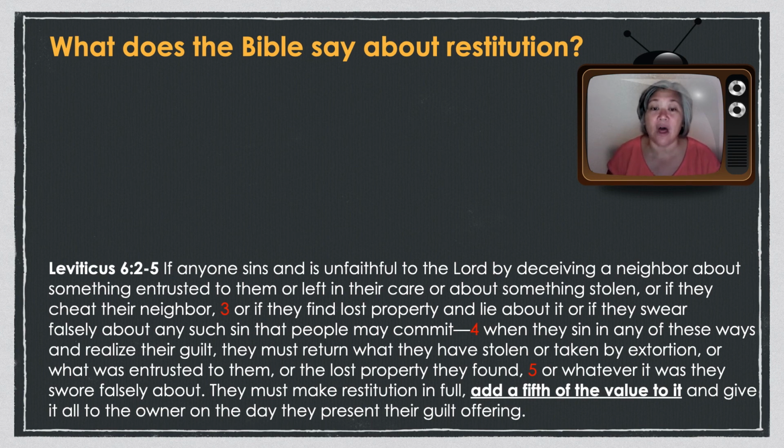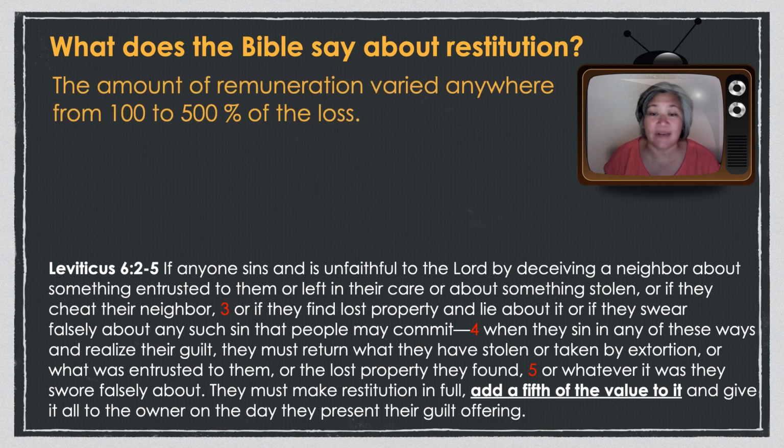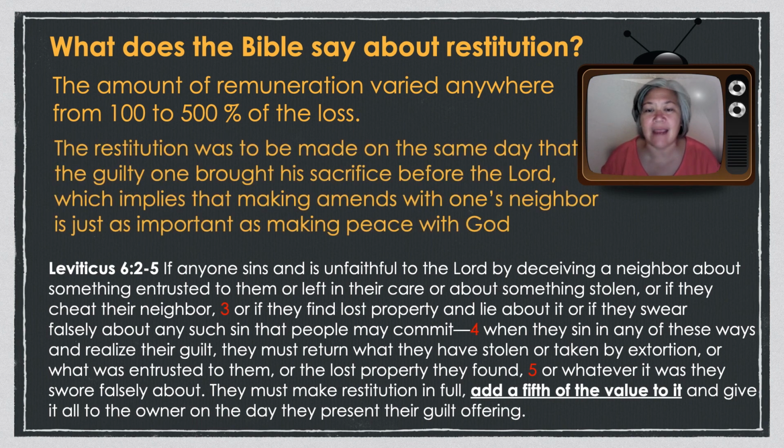The Mosaic Law then protected victims of theft, extortion, fraud, and negligence by requiring the offending parties to make restitution. The amount of the remuneration varied anywhere from 100 to 500% of the loss. The restitution was to be made on the same day that the guilty one brought his sacrifice before the Lord, which implies that making amends with one's neighbor is just as important as making peace with God.